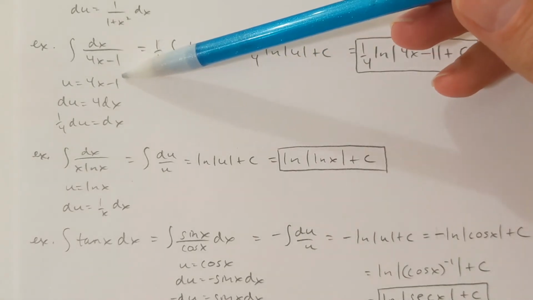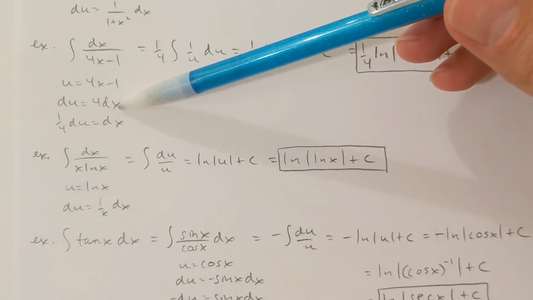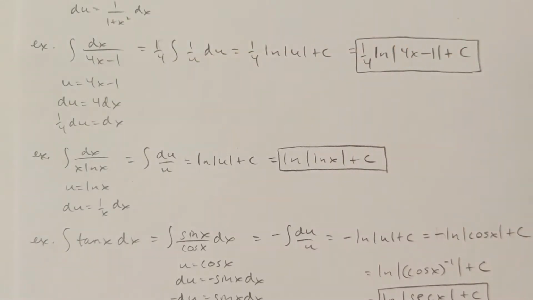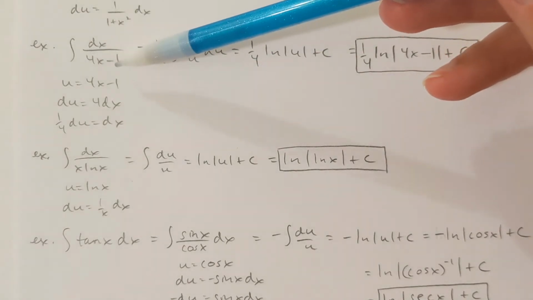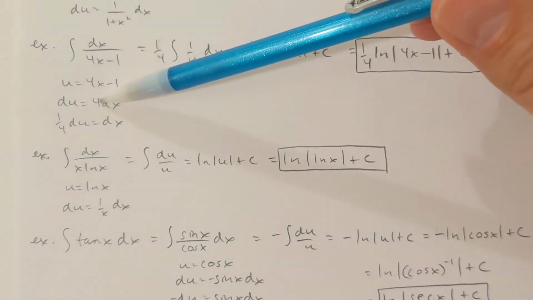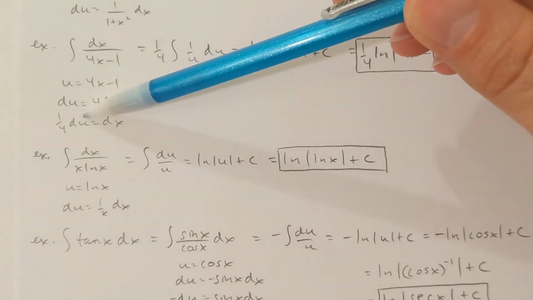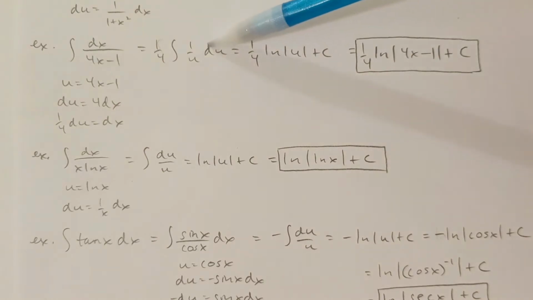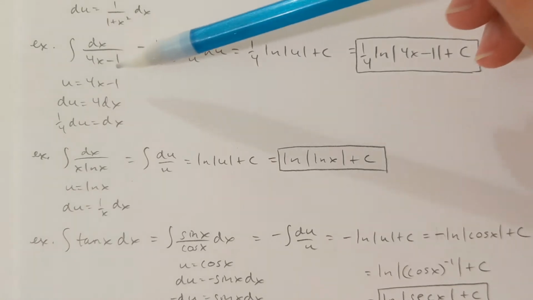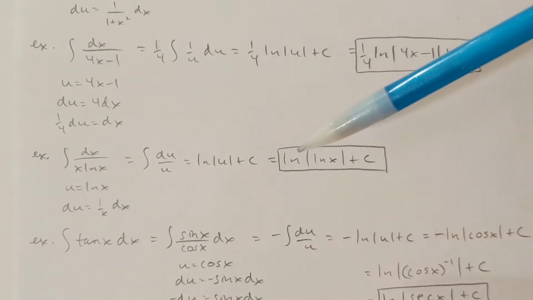We're going to let u be 4x minus 1, and du would be 4dx. Now remember, the idea with a U substitution is to see a function in the integrand whose derivative is also in the integrand. If I divide both sides by 4, dx can be replaced with 1/4 du. And 1/4 is a constant that can come out of my new integral involving u. And so inside my new integral, I'm going to have 1 over u du.